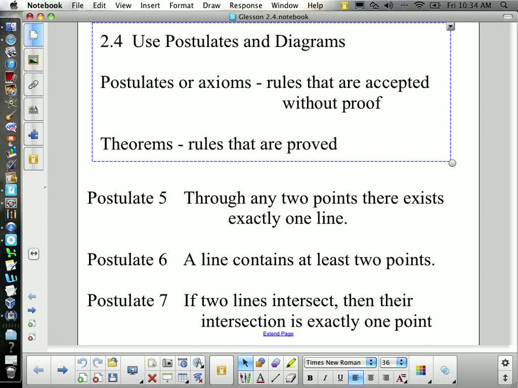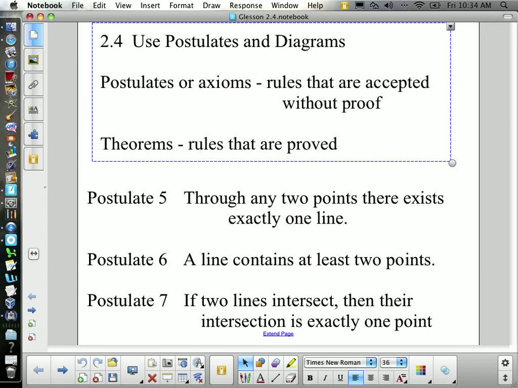A theorem is also a rule of geometry, but that is a rule that we need to prove is true using a deductive reasoning format. So postulates and theorems are both rules. Postulates, and some books refer to them as axioms, are accepted without proof. Theorems are things that need to be proven using deductive reasoning. Now, a lot of times we don't use the number of the postulate so much as we do what it says, because the numbering of postulates is not uniform.